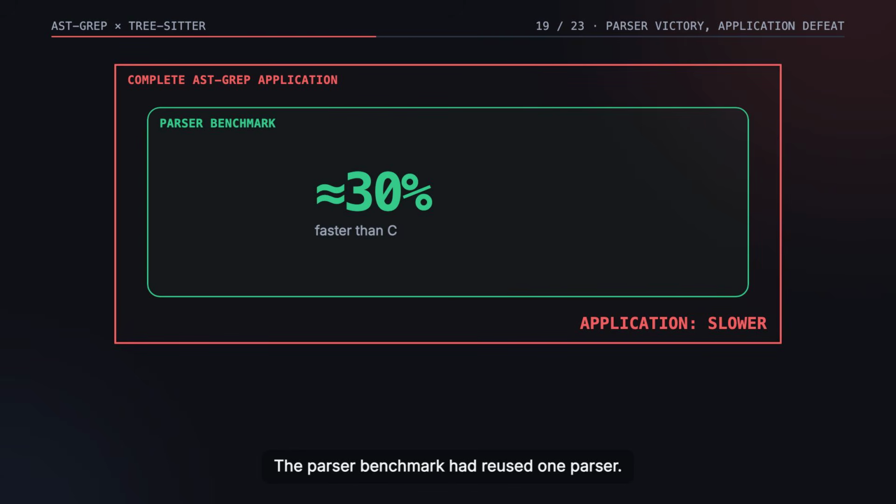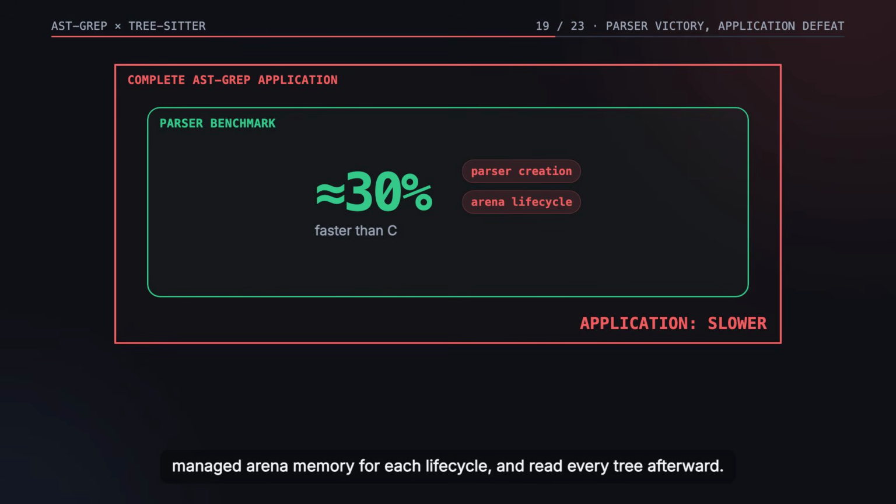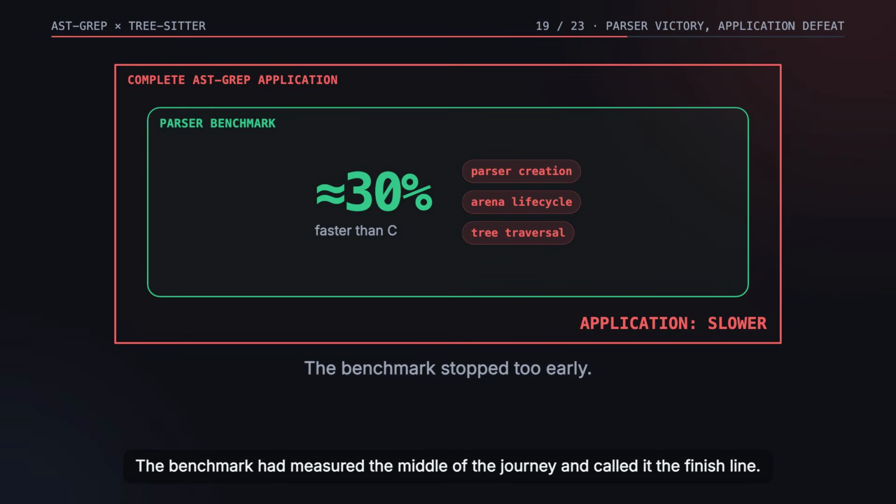The parser benchmark had reused one parser. It measured already loaded source, returned a tree, and stopped. ast-grep also created and configured parsers across thousands of files, managed arena memory for each lifecycle, and read every tree afterward. The benchmark had measured the middle of the journey and called it at the finish line.